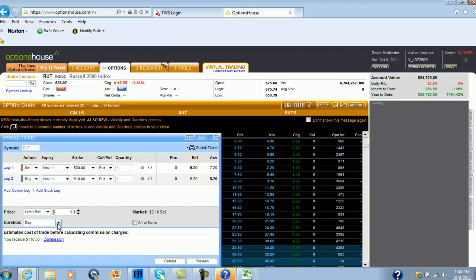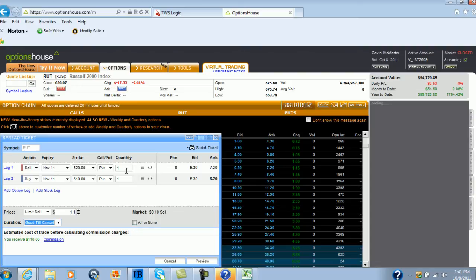Sometimes I'll just put it in for a day order, and if it doesn't get executed that day, the order gets cancelled at the end of the day. Otherwise, if I'm happy to just keep that order sitting in there until it gets executed, I'll use a good till cancelled order. And what this means is that your order will stay in the system each day until it either gets executed and you get filled on your credit spread, or you manually go in and cancel it. Another option you can do is all or none.